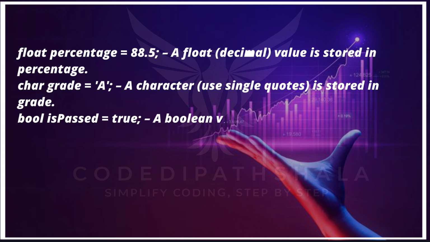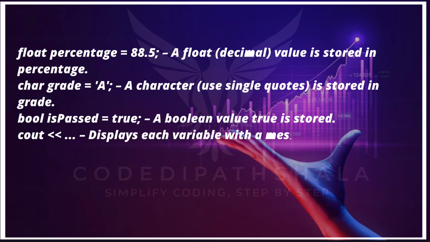8. bool isPassed = true. A boolean value true is stored. 9. cout << displays each variable with a message. 10. return 0 ends the program.